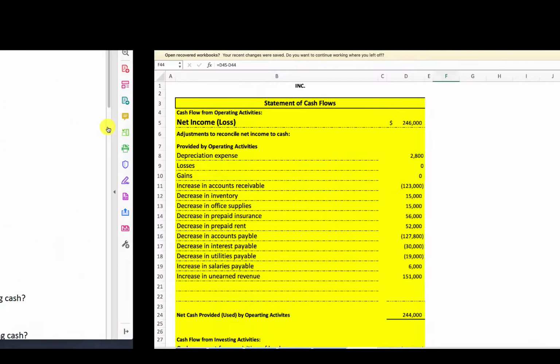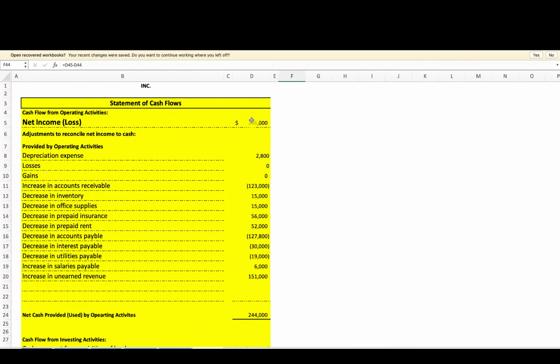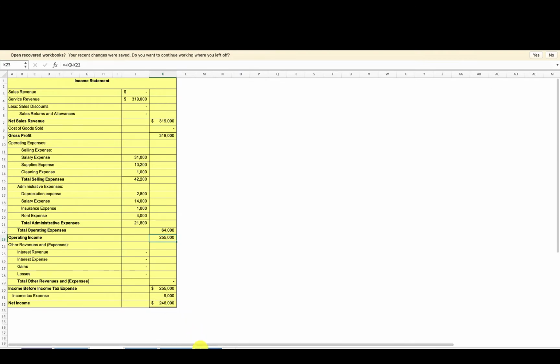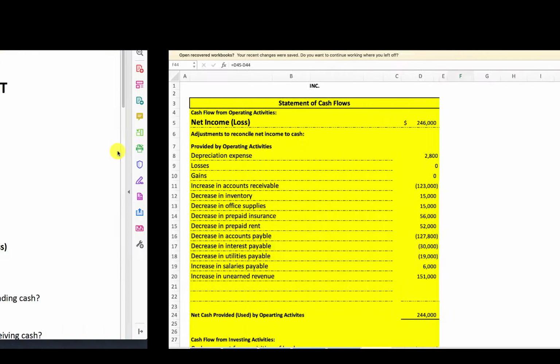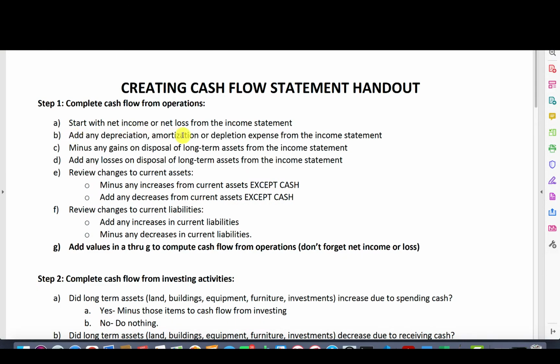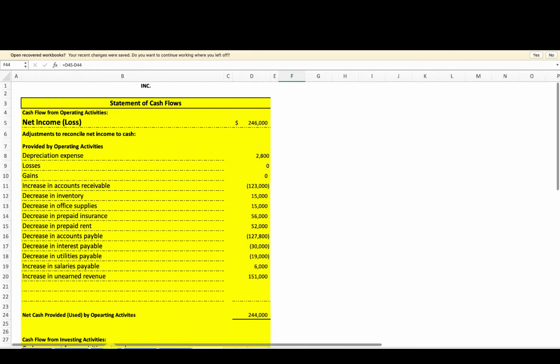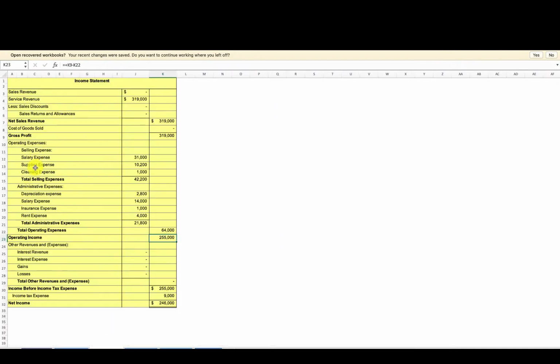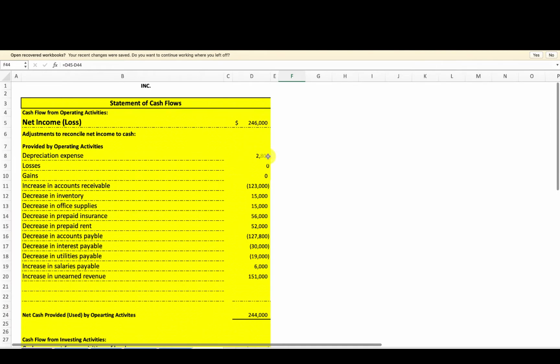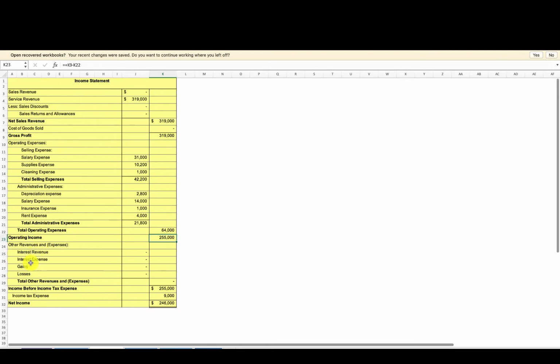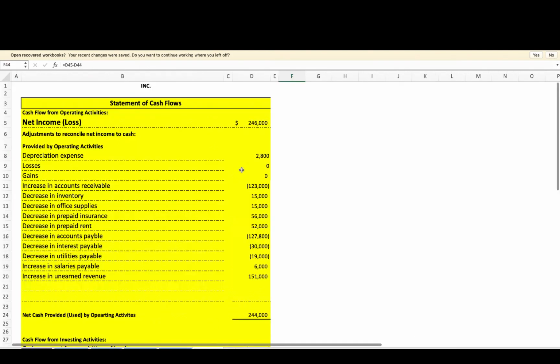So what do we do first? We start with net income or net loss. So where do I get net income? I go to my income statement and I pull net income of $246,000. I bring that over. Next, on the cash flow statement, you add any depreciation, amortization, and depletion. You always add that. So I look to my income statement again and I see that I have depreciation expense of $2,800, and so I bring that over to my cash flow statement, $2,800. There are no gains and no losses on my income statement, so there is nothing to bring over.